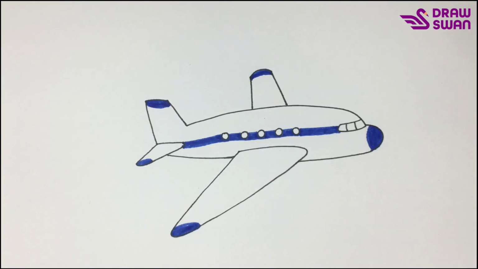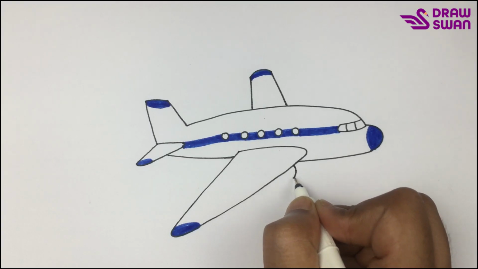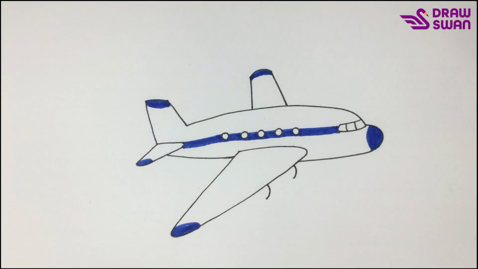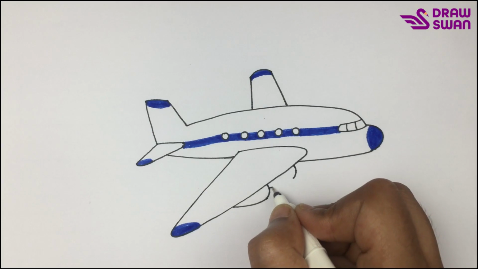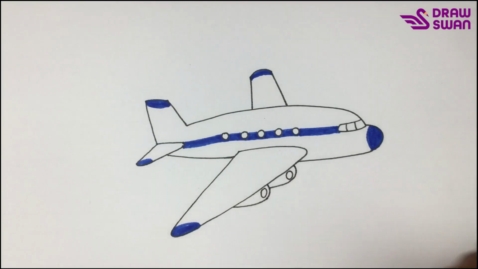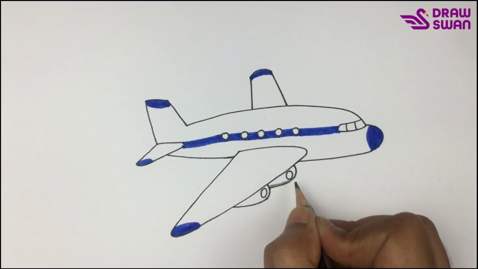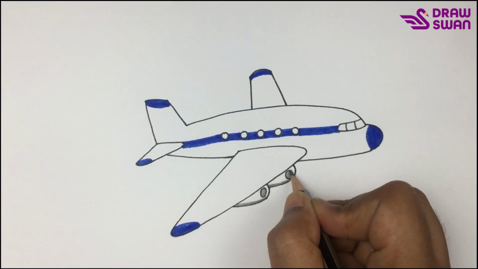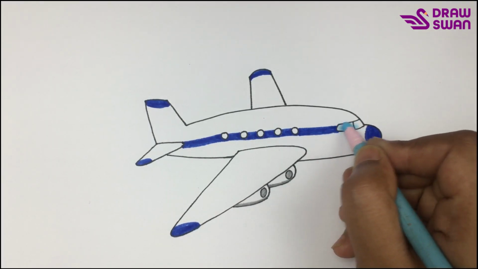Let's draw its engine. I'm using my pencil. In its windows, I'm using my cyan pencil.